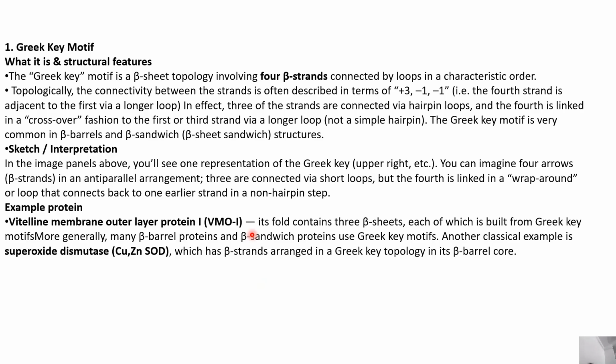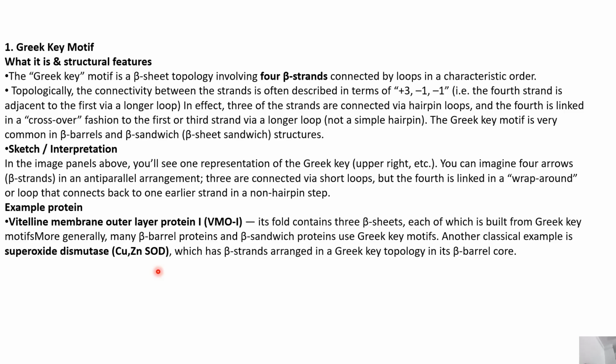In effect, 3 of the strands are connected via hairpin loops and the fourth is linked in a crossover fashion to the first and third strand by a longer loop. The Greek key motif is very common in beta barrels and beta sandwich structures. In the image panels, you'll see one representation of the Greek key. Examples will be vitelline membrane outer layer protein and all of this. More generally, many beta barrel proteins and beta sandwich proteins use the Greek key motif.